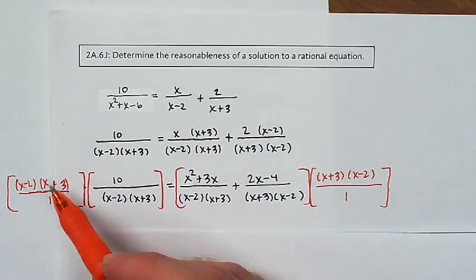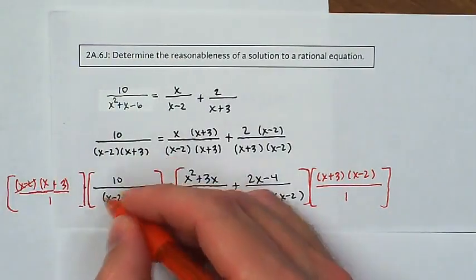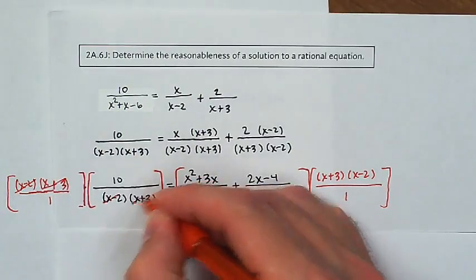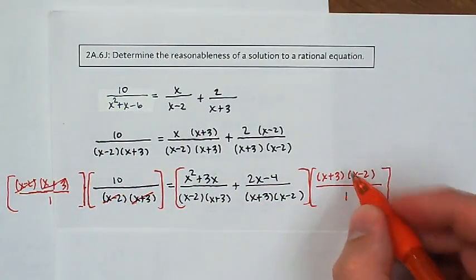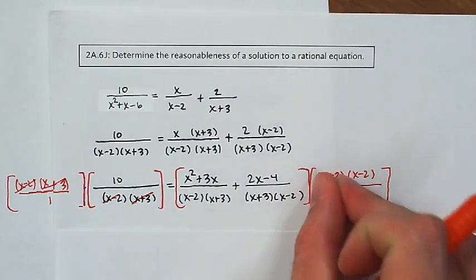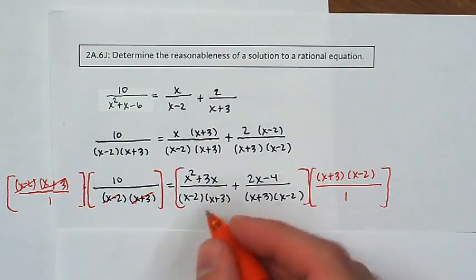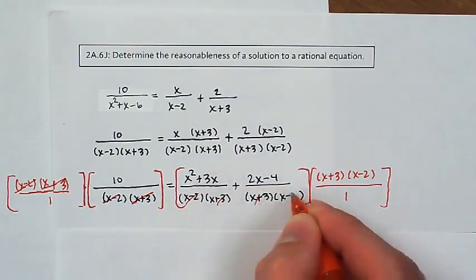I'd have 10 times x minus 2 times x plus 3, and these are things that I could cancel off, right? So I would cancel like this, and I would cancel like that, and I'd be left with 10. Over here, I would distribute this fraction to both of these. So I would end up with an x plus 3 and an x minus 2 in the numerator of both of these fractions, allowing me to get rid of all of these.